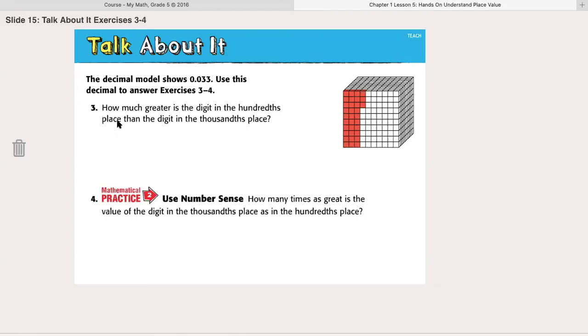How much greater is the digit in the hundredths place than the digit in the thousandths place? Always, the answer to that question is the same. The digit in the hundredths place is 10 times greater than the digit in the thousandths place. Number 4, use number sense. How many times as great is the value of the digit in the thousandths place as in the hundredths place? Oops, we're going the other direction now. So for this one, it is 1/10 times as great.